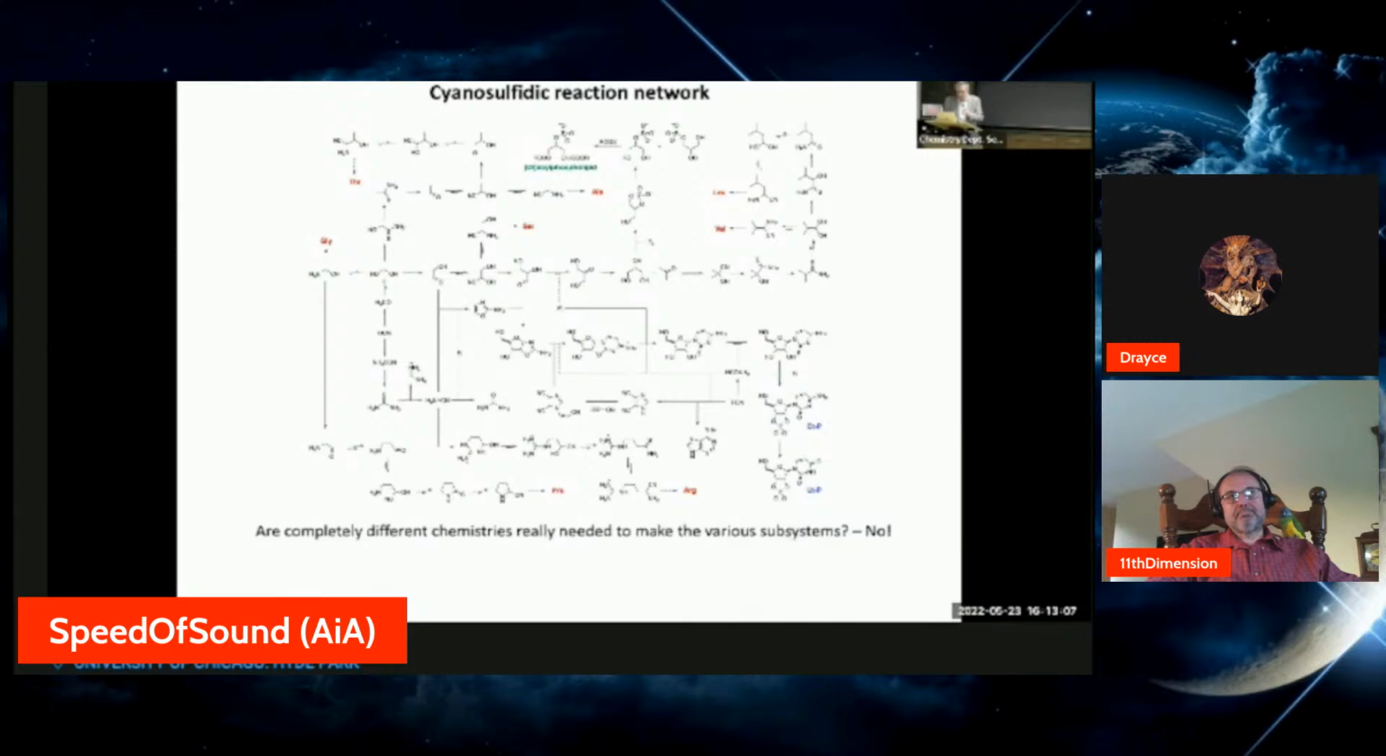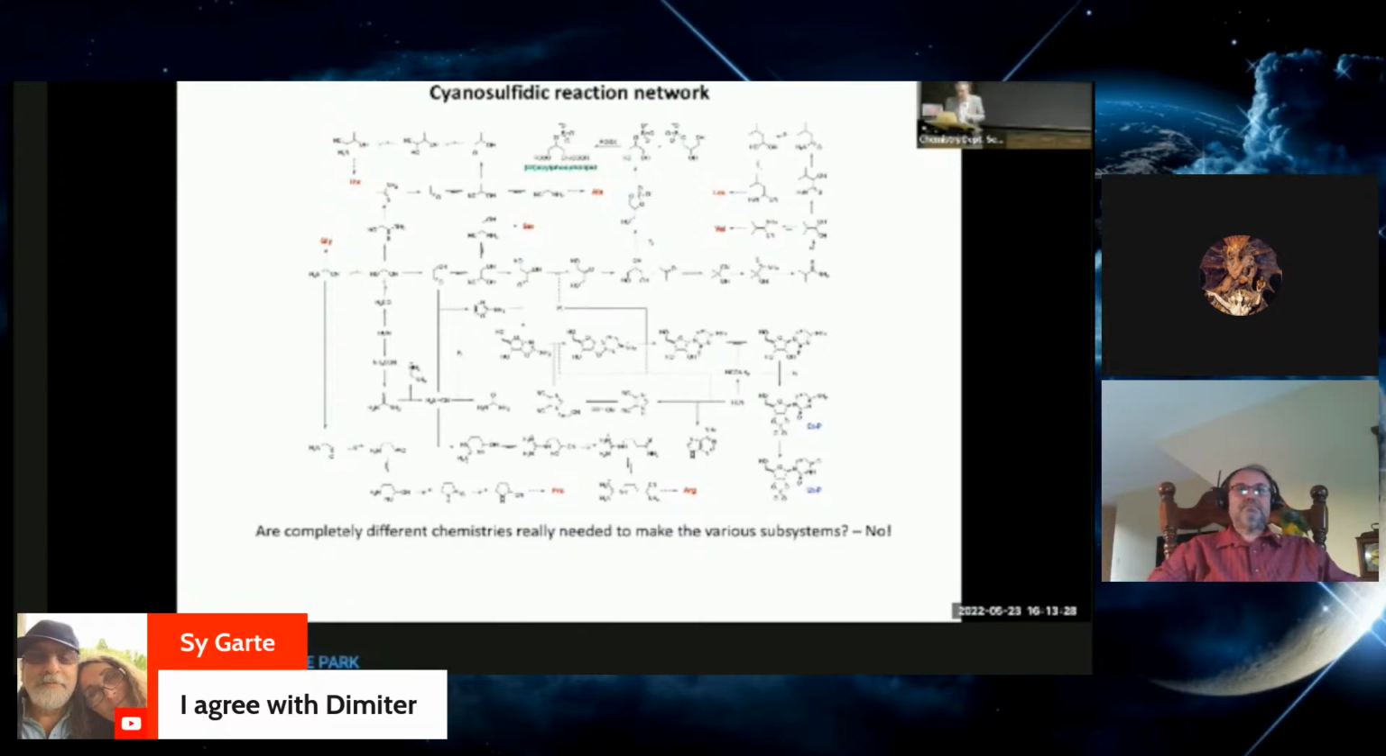So it lets us answer some of the questions. Are completely different chemistries needed to make the various subsystems? No. Amino acids and nucleotides are highly related when you look at the chemistry that makes them. Structurally, they look completely different. But when you look at the chemistry that makes them, the chemistry that makes them is highly related. So that suggests that amino acids and nucleotides were probably made at the same time, not distinctly, and lipid components too.